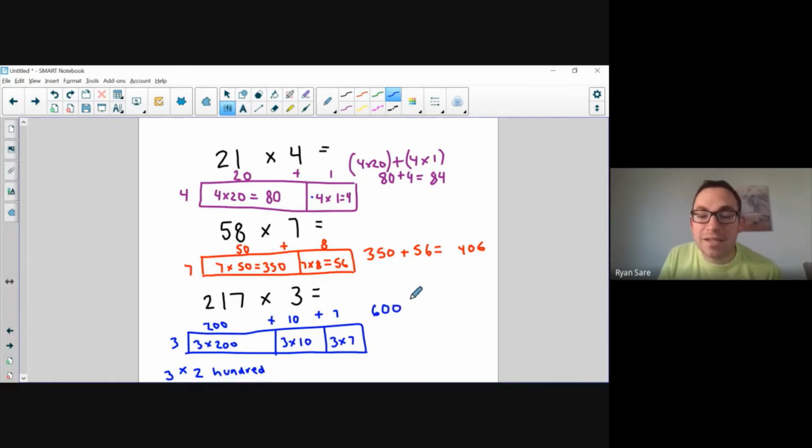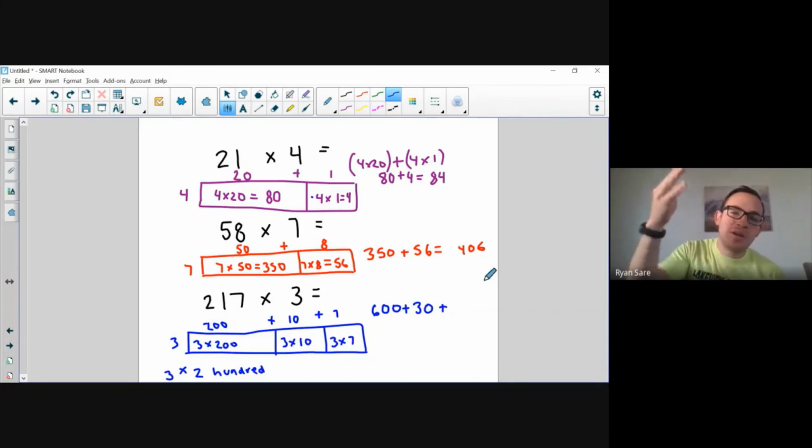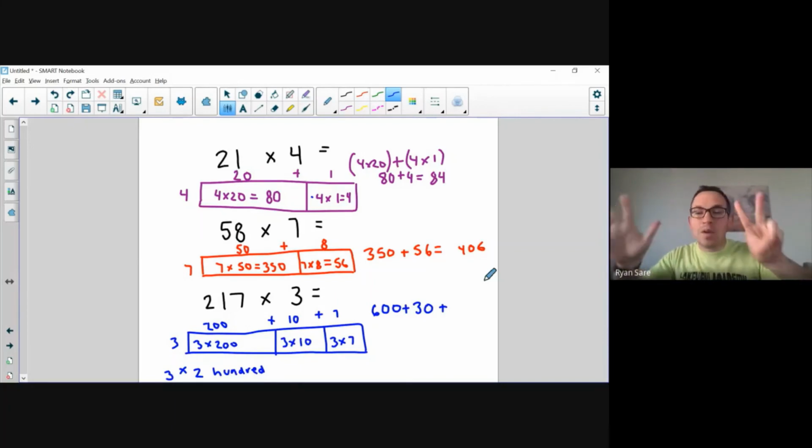Then we're going to add it together. It's 3 times 10. This is an easy one. You probably already know, 30. So 3 tens is 30. And then 3 times 7. I don't know why, but I really like 3 times 7. Let's go ahead and count it by threes. 3, 6, 9, 12, 15, 18, 21. Stop. 21.